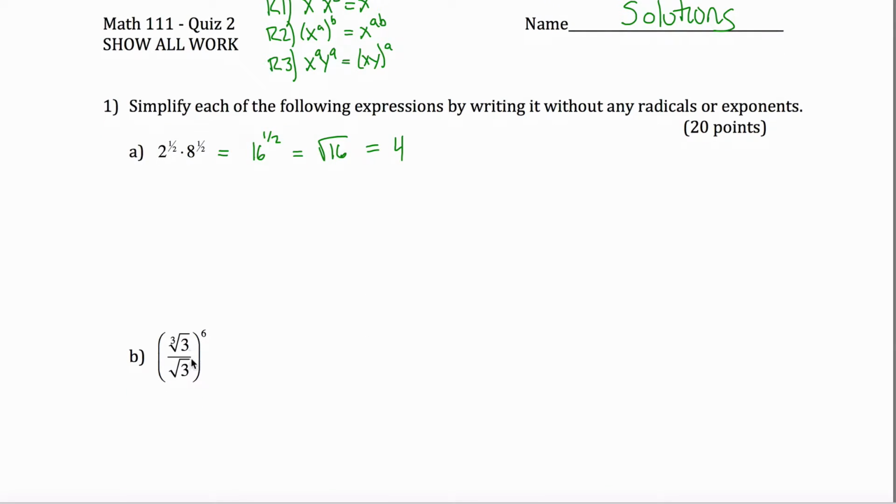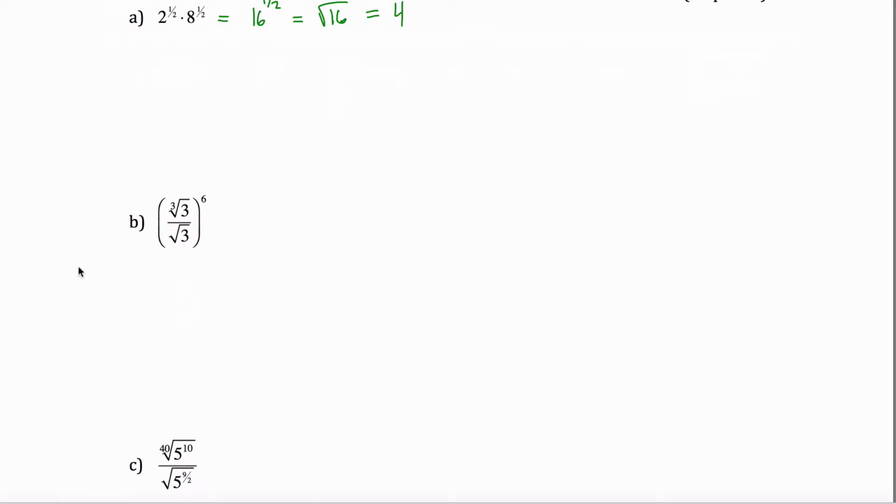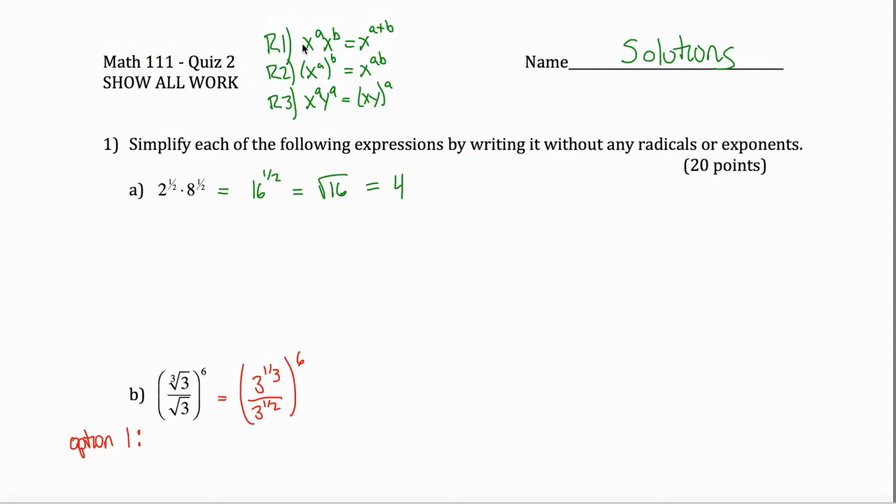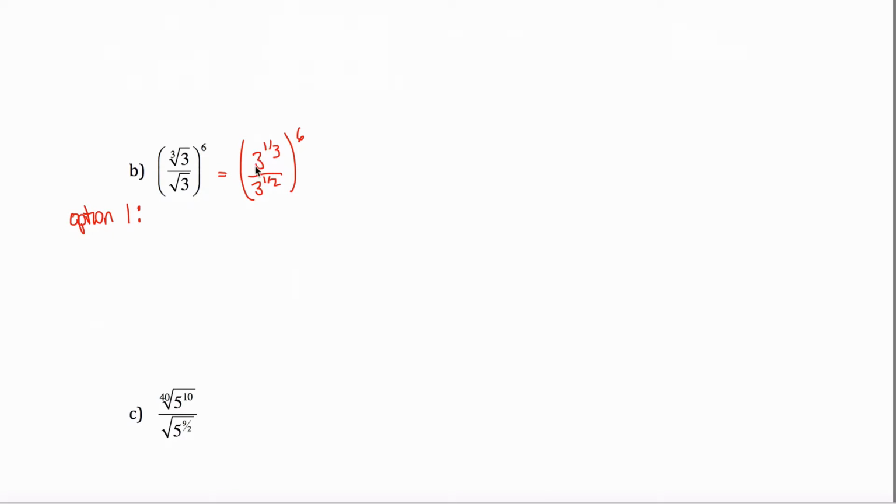This problem here, there are lots of different ways that you could do it. Maybe I'll even write a couple down. Option 1 is you could first get these out of radical notation and write them all in exponent notation. So I got 3 to the 1/3 over 3 to the 1/2, and I'm raising that up to the 6th power. And so option 1, I could subtract these two exponents, and that is a consequence of Rule 1 that tells you when you have the same base, instead of adding these exponents, if you're dividing them, you can subtract.